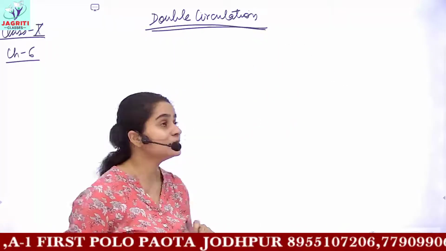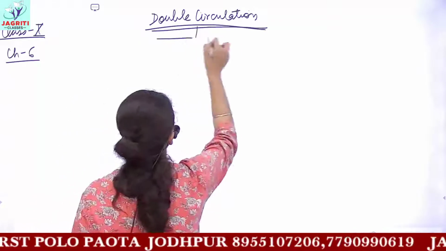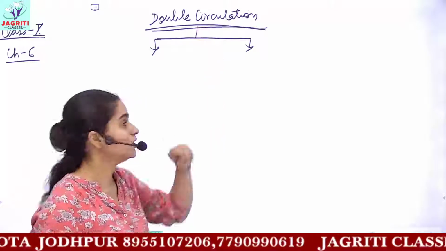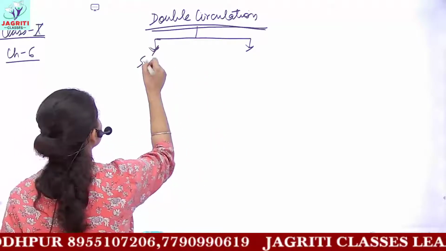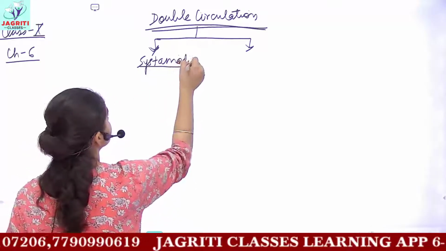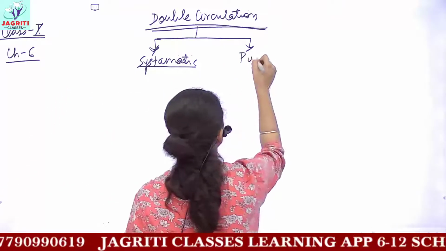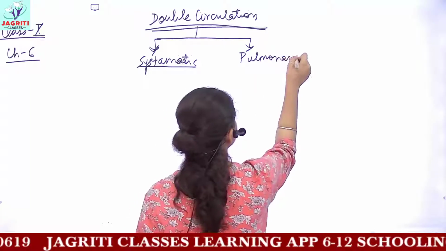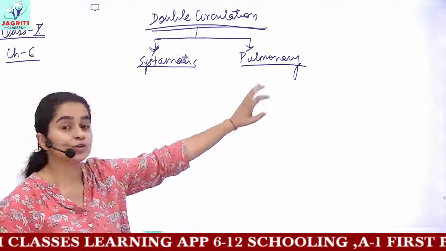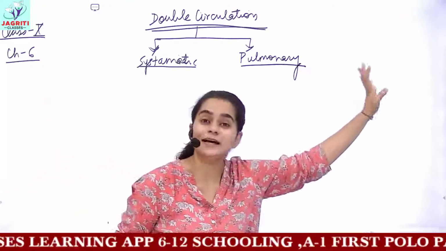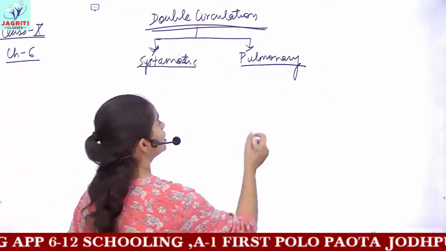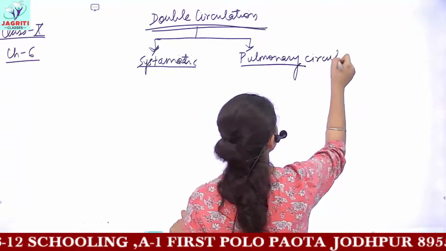Then next comes, this double circulation can be divided into 2 categories. The first one would be systematic circulation, and the next would be pulmonary circulation. The word pulmonary, again I told you, refers to processes related to the lungs. So whenever the blood passes through the lungs, this circulation is known as pulmonary circulation.